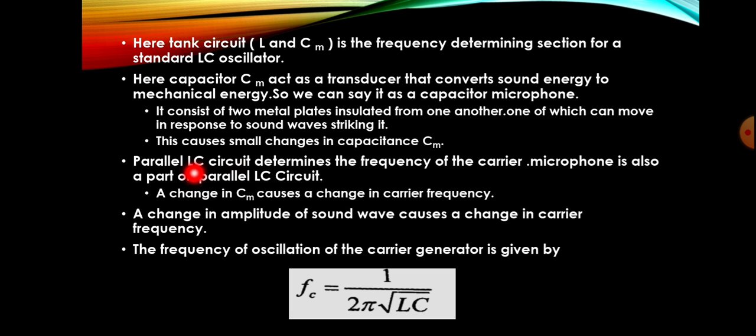The microphone is also a part of this parallel LC circuit. So a change in the Cm causes a change in the carrier frequency. The change in the amplitude of the sound wave causes a change in the carrier frequency. See, here change in the Cm causes a change in the carrier frequency. So indirectly we can say that a change in the amplitude of the sound wave causes a change in the carrier frequency. So here the frequency of oscillation of the carrier generator is given by Fc is equal to 1 by 2 pi root LC.